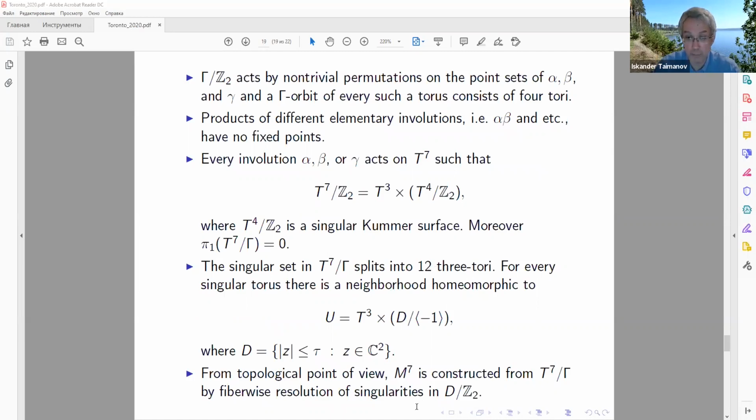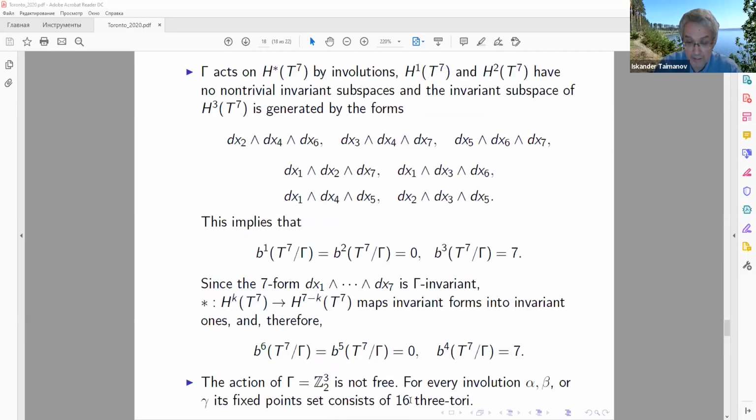Why 12? For instance, for alpha, there are 16 tori. Beta and gamma act on them by non-trivial permutations. To every involution corresponds, in the fixed point set, a surviving 4 free tori. But this is 4 for every involution alpha, beta, gamma. 4 times 3, we get 12. We get 12 free tori.